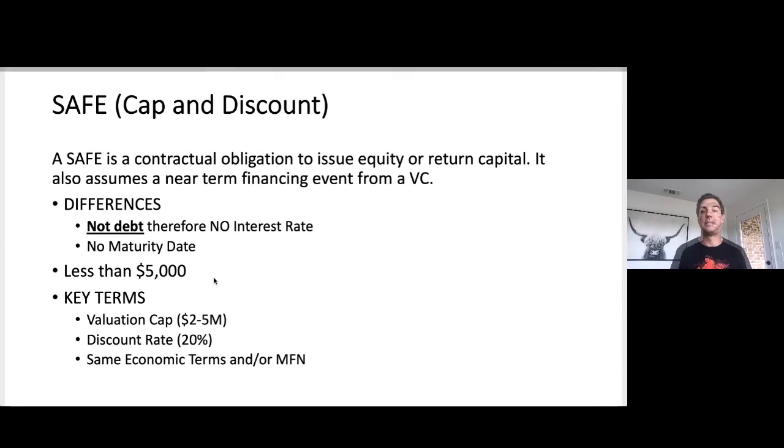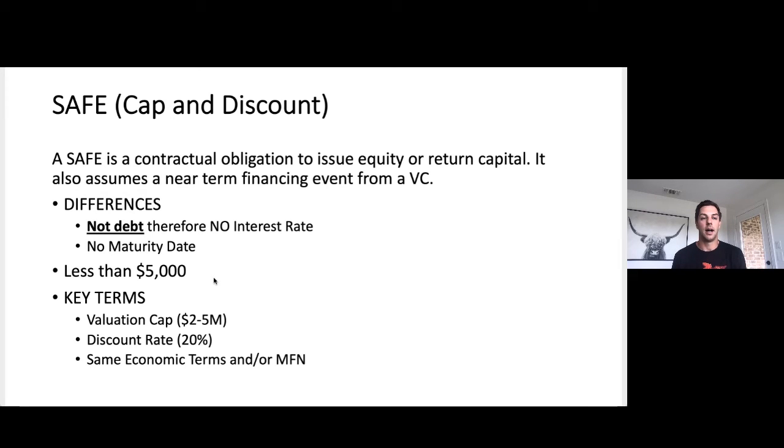So lastly, a SAFE is very similar to a convertible note or convertible debt, but it is not debt. It is a contractual obligation. It's a very creative type of convertible security that's a contractual obligation to issue equity or return capital. It also assumes a very near-term financing event from a VC. So the key difference is it's not debt, therefore there is no interest rate and there's no maturity date.